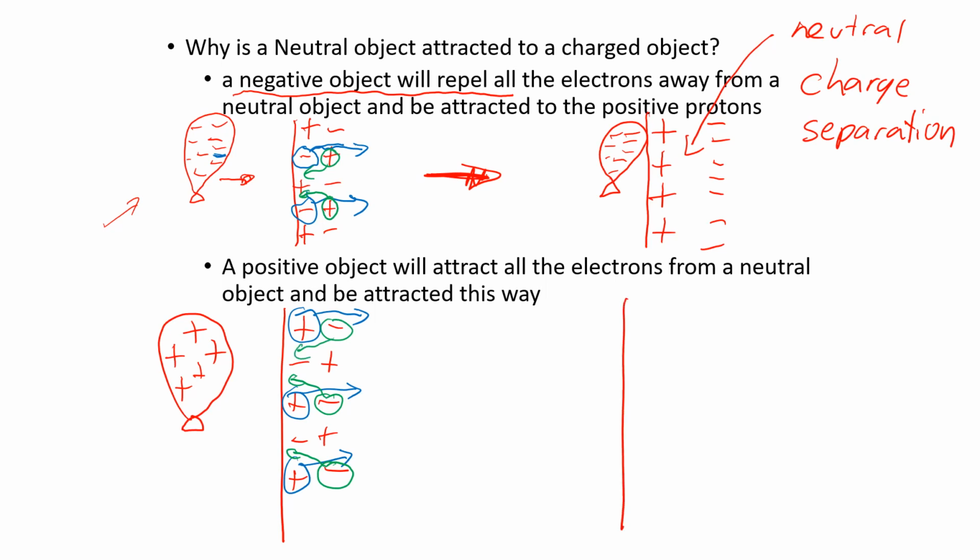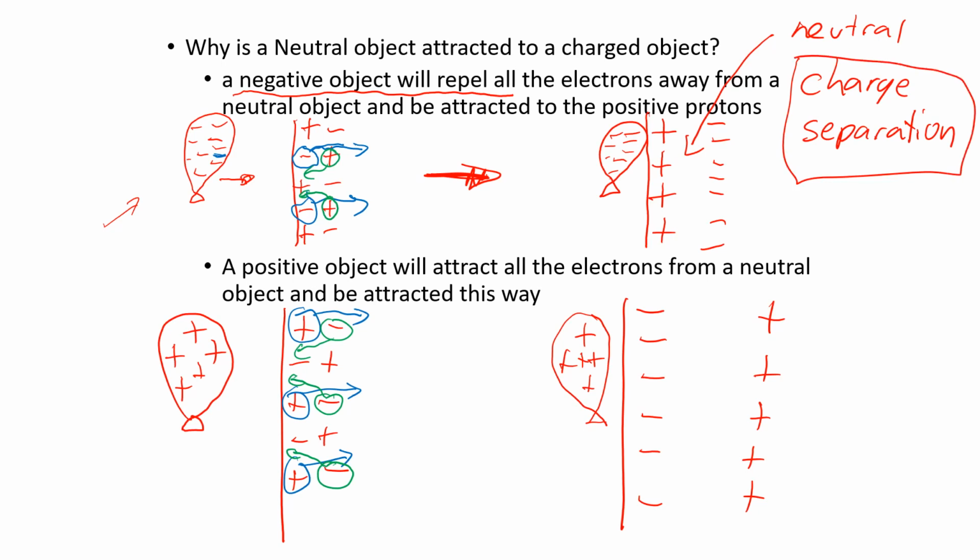Now, that balloon, which is still positively charged, is going to be right like this, and all those positive charges are going to be further away. And that's what is going to be attracting it. So this wall is still neutrally charged, but the reason why charged objects are attracted to neutrally charged ones is because that neutral object will undergo this charge separation, where the positives and negatives kind of move.